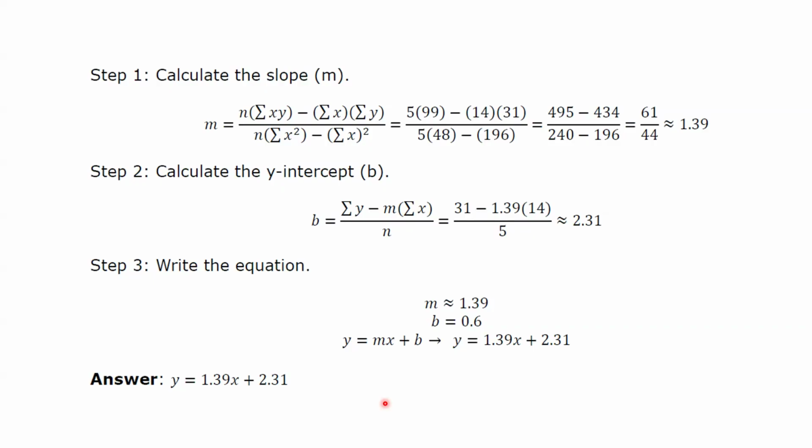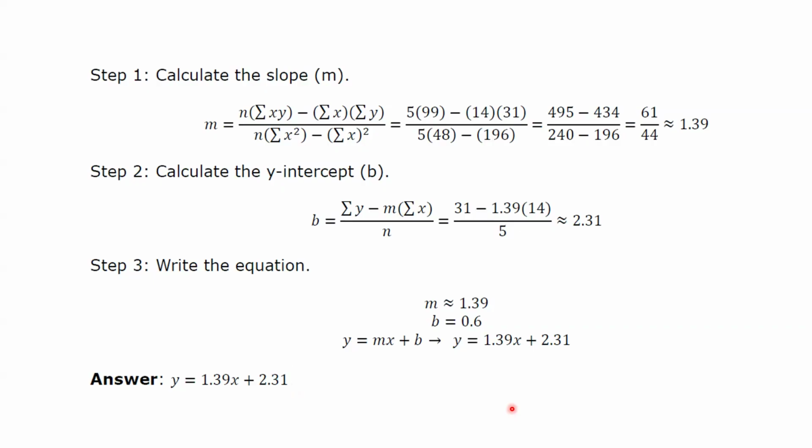For example, if x equals 4, we can predict y by plugging it in for x. So y would equal 1.39 times 4 plus 2.31, which would equal around 5.5 something, I believe, plus 2.31, which will equal 7.8 or 7.9 approximately. So when x is 4, we can predict y will be about 7.8, 7.9. And that's pretty cool, right?